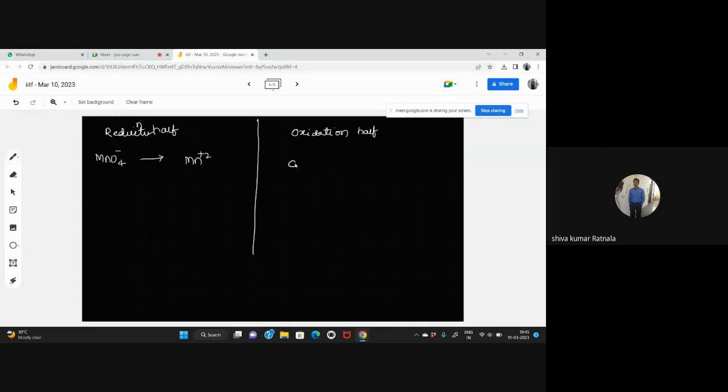Oxidation means what we can say? C2O4 2- converting into CO2, isn't it? First we need to balance atoms other than oxygen and hydrogen. In both the cases balanced, no? Tell me, balanced or not? First let me balance individually.